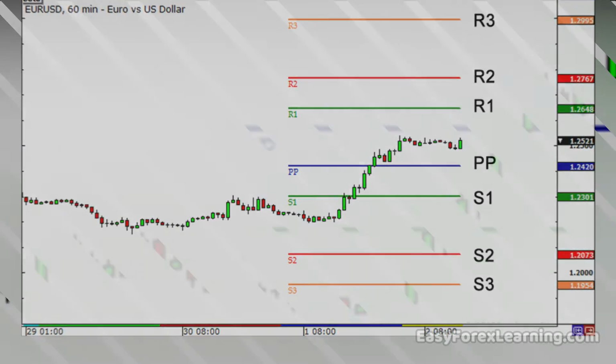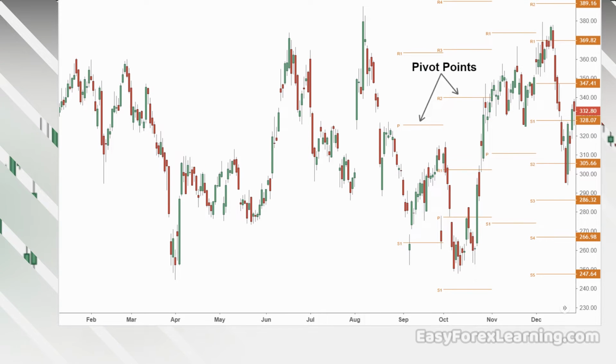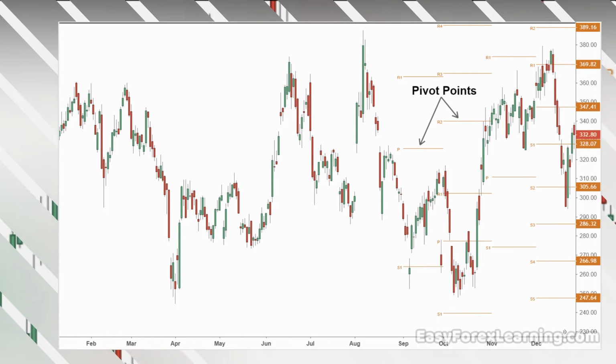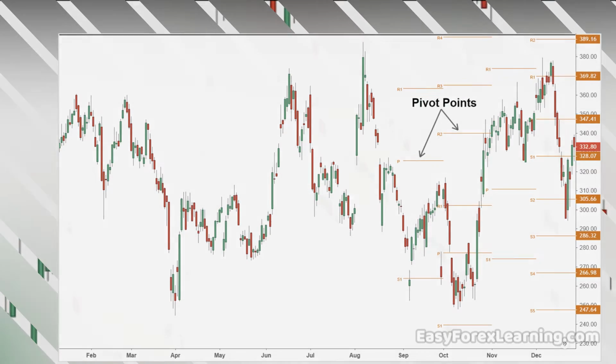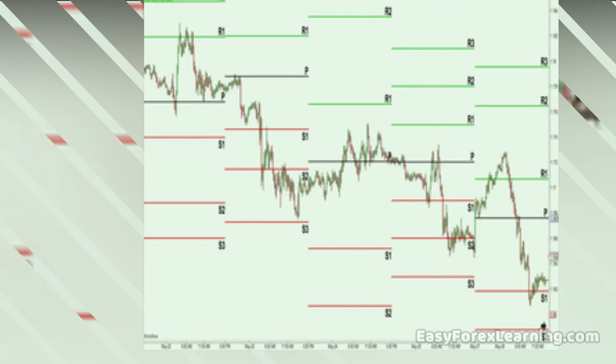The major difference between the two is that with Fibonacci, there is still some subjectivity involved in picking swing highs and swing lows. With pivot points, Forex traders typically use the same method for calculating them. Many traders keep an eye on these levels, and you should too.